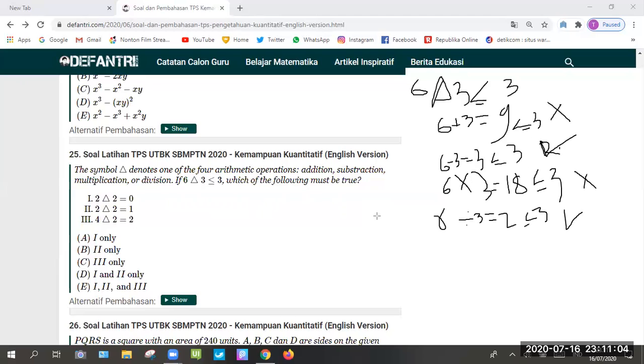So right here, it means that the triangle represents the minus and dividing. So what represents the answer? It's 1, 2, and 3. Because first, 2 minus 2 is 0, but 2 divided by 2 is 1, and then 4 minus 2 is 2, and 4 divided by 2 is 2. So E, 1, 2, and 3.